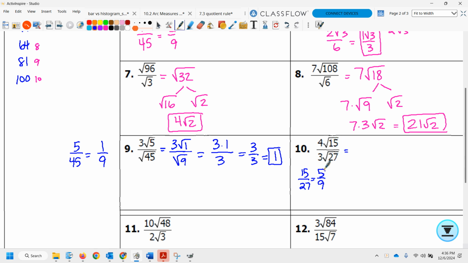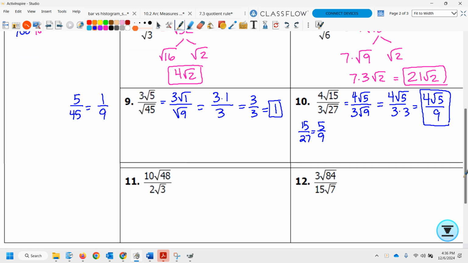Okay, so I have 4√5 over 3√9. I'm not worried about the 5, okay? I am worried about the denominator. I cannot have radicals in the denominator. So 4 square root of 5 over 3 times 3, because 3 is the square root of 9. So this gives me 4 square root of 5 over 9. If I could simplify the 4 and 9, I would, but I cannot. That is all I can do.